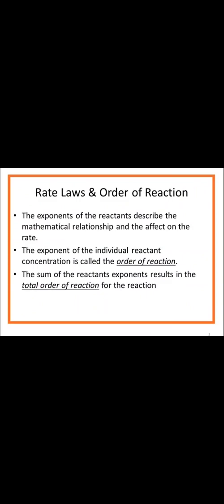The exponent of an individual reactant concentration is called the order of reaction with respect to that reactant, whereas the total sum of the reactants' exponents gives the total order of the reaction. What exactly is the rate law? How is it determined? Through experimental data. Let us see one simple example. That is, A reacts with B to give C.